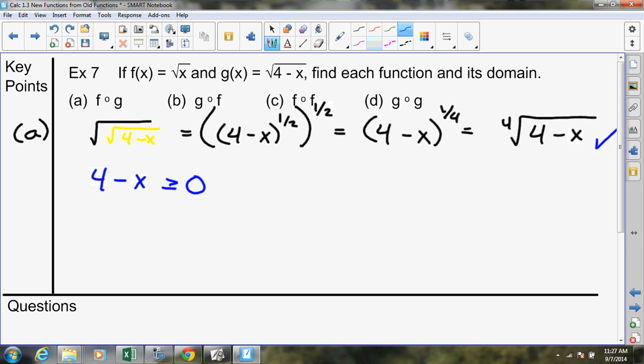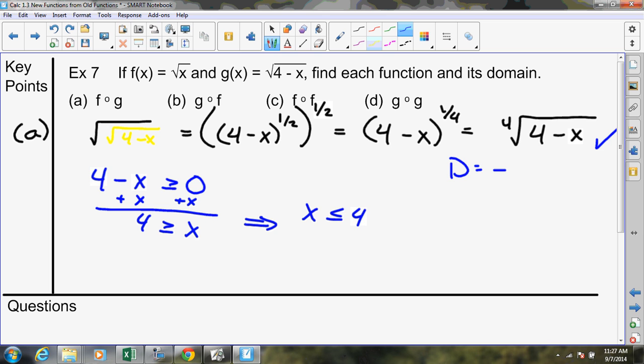So when is this part true? Well, we can take plus x. 4 is greater than or equal to x. And just switching the order so that the variable's on the left, we'd have x is less than or equal to 4 is our domain. So the domain, everything from negative infinity up to 4. Should we include the 4? Yes, because 4 would give us square root of 0. That's okay, so this needs to be a square bracket, not the open parentheses.